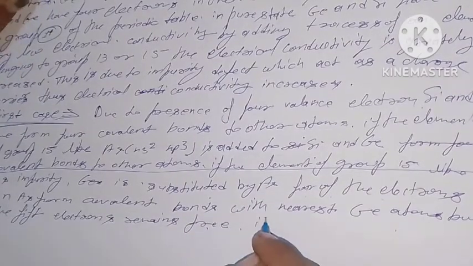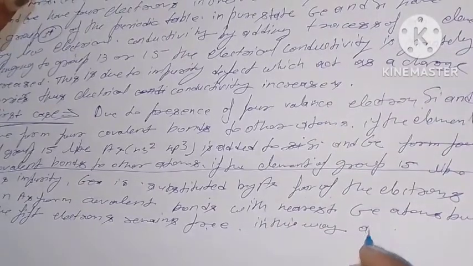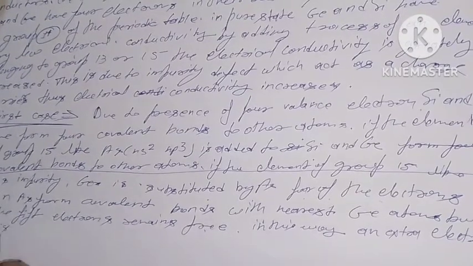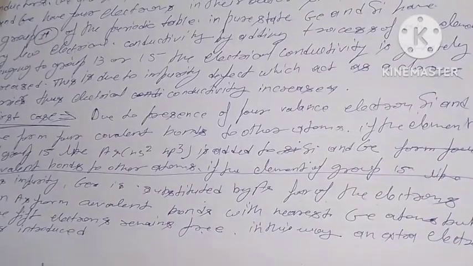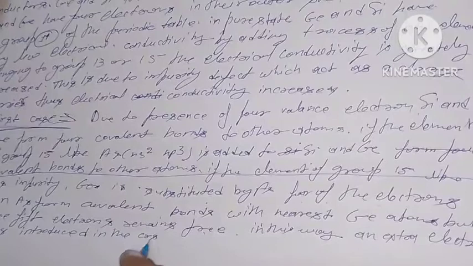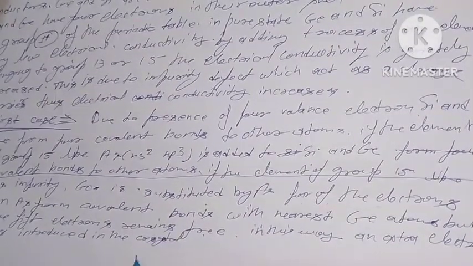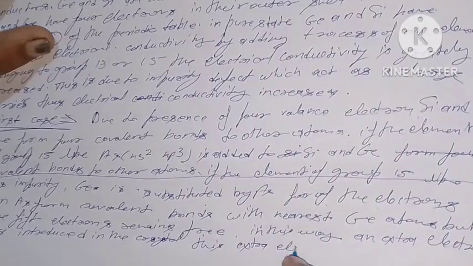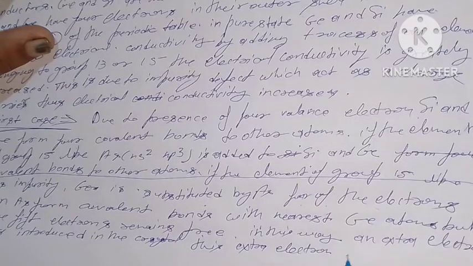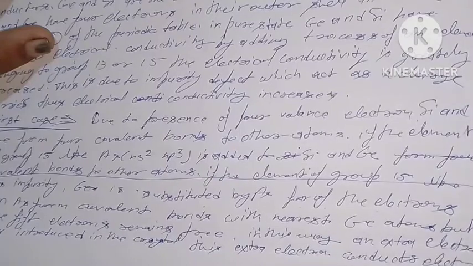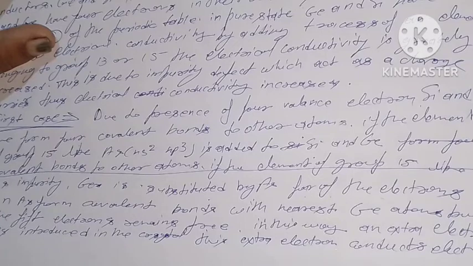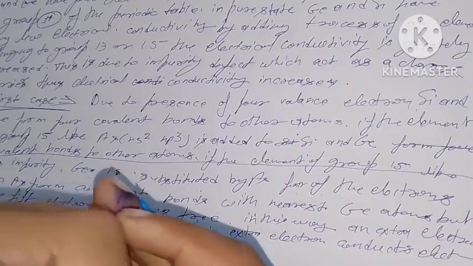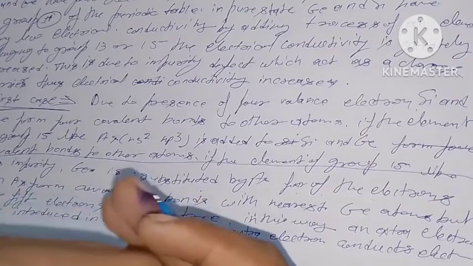In this way an extra electron is introduced in the crystal. This extra electron conducts electricity. Electrons in silicon and germanium behave like a conductor. Thus, the germanium containing traces of arsenic shows high electrical conductivity.